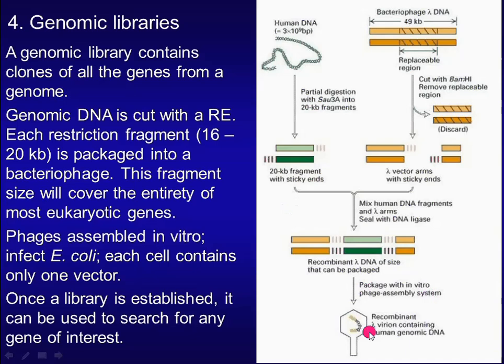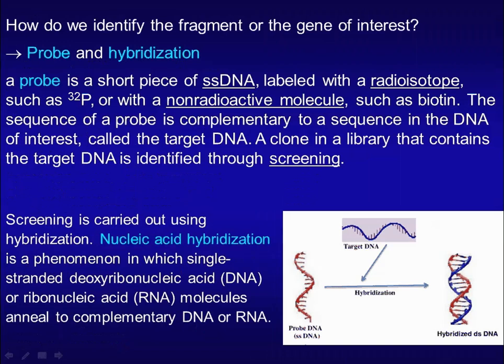Then use these phages to infect bacteria. Each bacteria cell contains only one vector. Once a library is established, it can be used to search for any gene of interest. How do we identify the genes of interest? The answer lies in probe and hybridization.